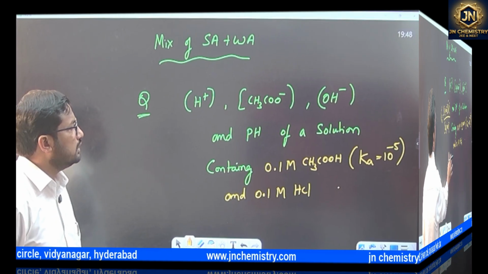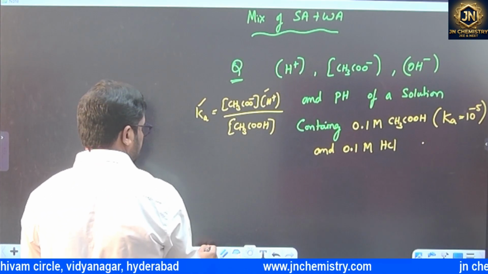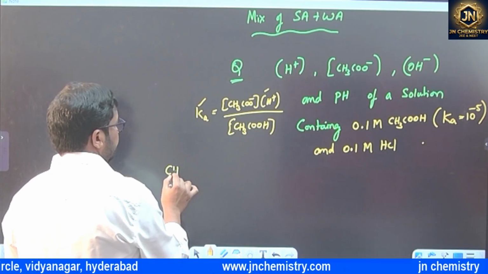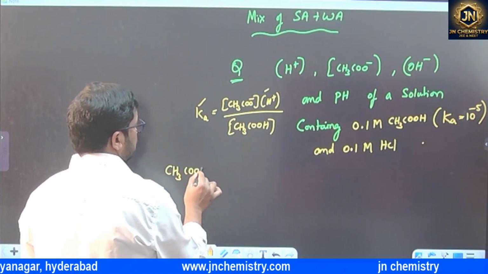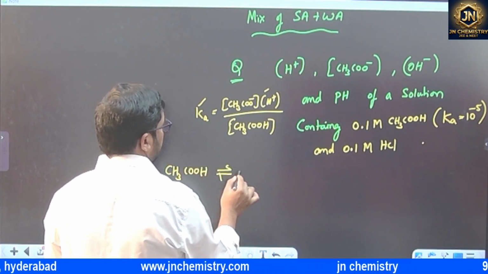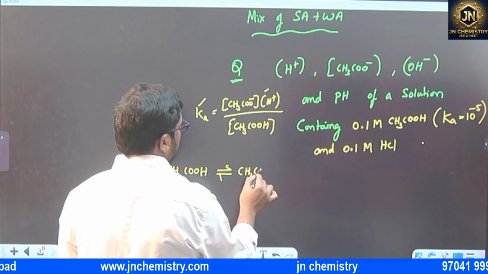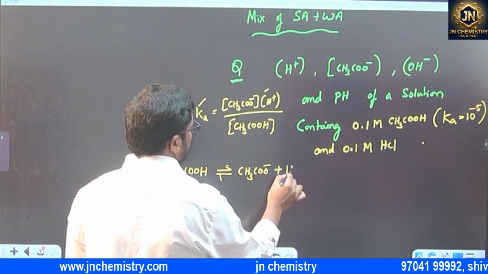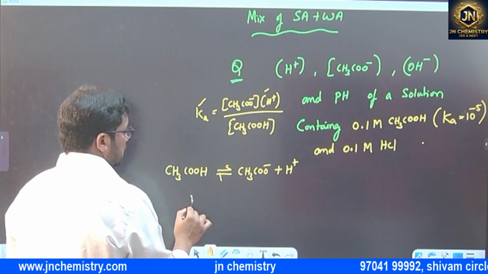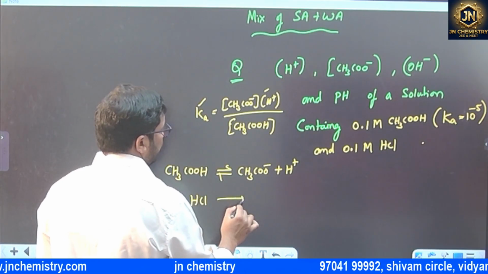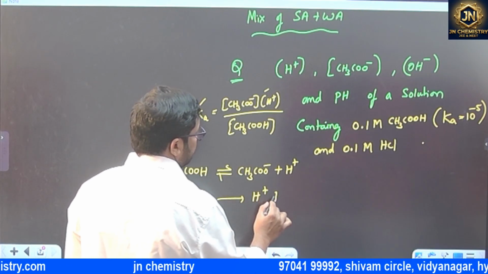Try to solve this one. So particularly when a weak acid is with a strong acid, it is HCl, H plus plus Cl minus.